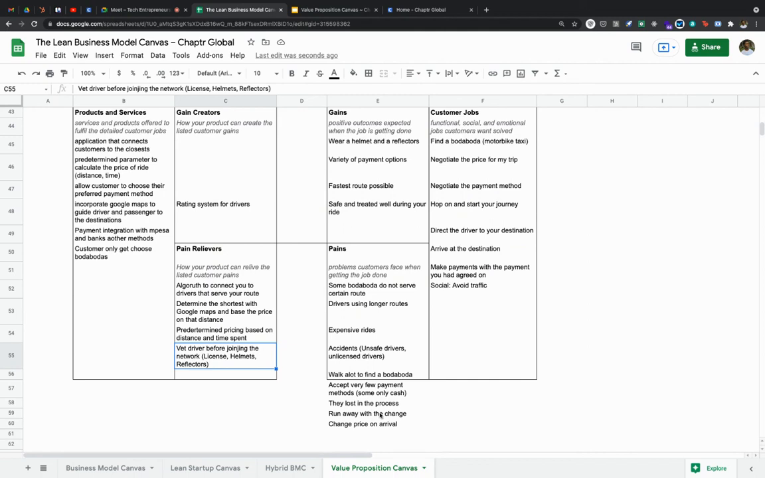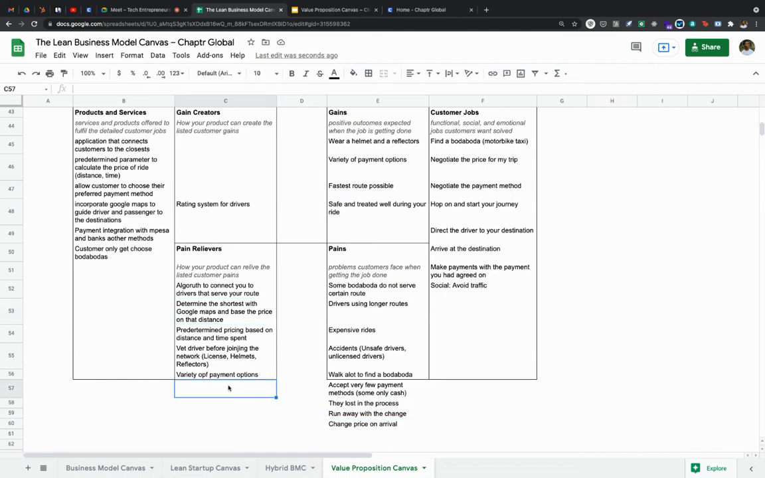Cool. Next one, accept very few payment methods. I think this is very obvious. What we'll do is offer numerous payment methods, so we'll have a variety of payment options. Okay, they get lost in the process. I think this is solved by determining the shortest route on Google Maps, so you can follow that. You run away with the change.